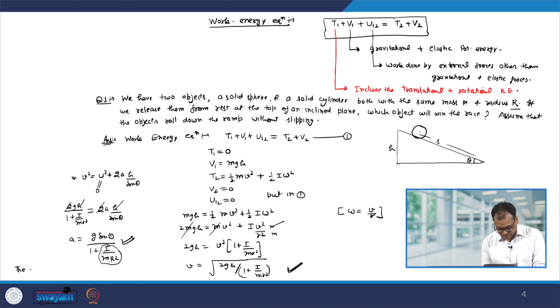So, the object with the smallest I over m r square will win the race.